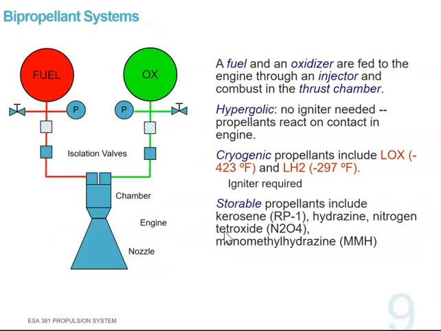For the bipropellant, we have a fuel and oxidizer which are fed to the engine through the injector. We have the injector, and from here it's going to mix in the chamber, and then from the chemical reaction it's going to produce a thrust for the system.